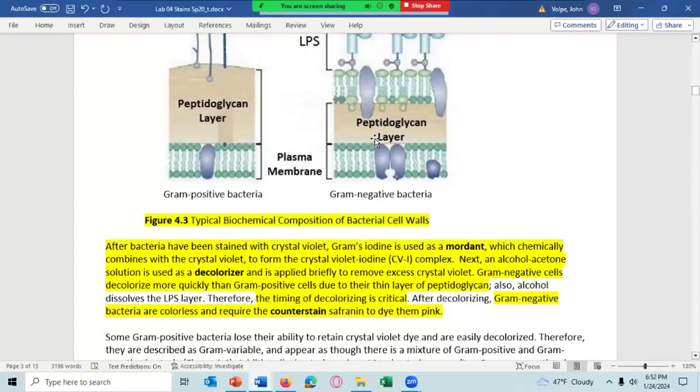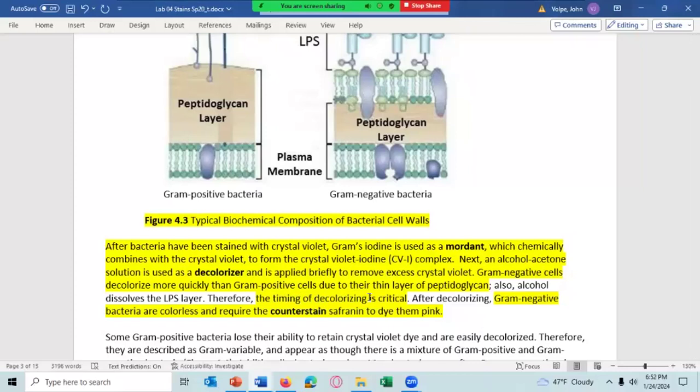The gram-negative cells have a very thin peptidoglycan layer, and it's thin enough that the cells do not retain the crystal violet iodine complex when it is washed out with the decolorizing agent. The timing of the application of the decolorization agent is critical. That's the step that separates the gram-positive cells from the gram-negative cells. And if your time isn't correct, the decolorization will not be correct.